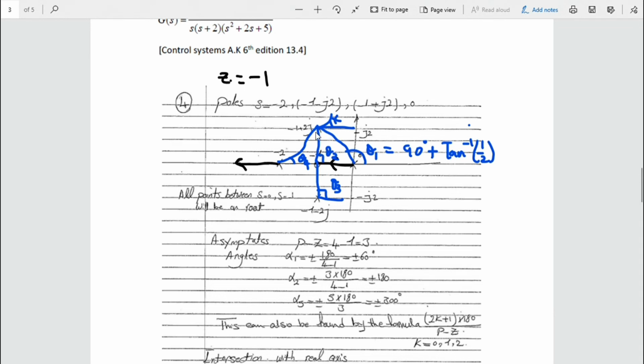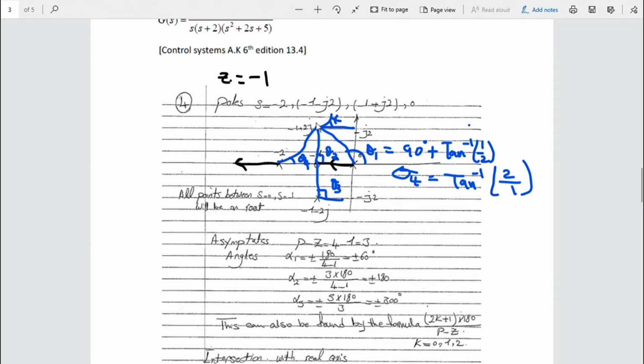Theta 2 is 90 degrees itself, straight coming down at -1. This is again straight going down at -2, or -1. So this is again 90 degrees. So you just have to find theta 4. Theta 4 is equal to, again you can use the tangent rule. So it will be tangent inverse of opposite is 2 and adjacent is 1. There's a small triangle, this is the triangle that you can form. That's how you get theta 4.